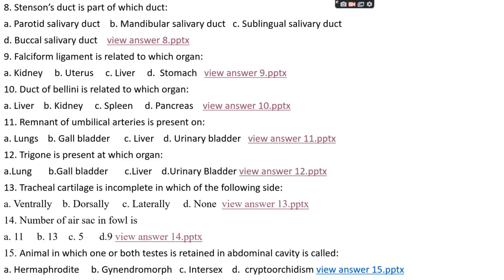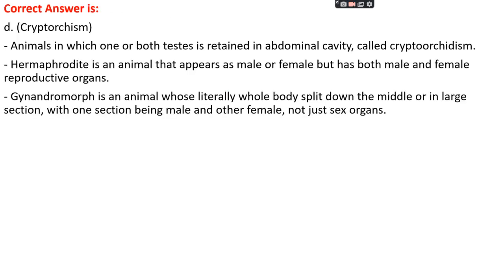Question number 15. An animal in which one or both testes are retained in the abdominal cavity is called: option A hermaphrodite, option B gynandromorph, option C intersex, option D cryptorchidism. The right answer is option D, that is cryptorchidism. An animal in which both testes or one testis is retained in the abdominal cavity, such a condition is known as cryptorchidism.